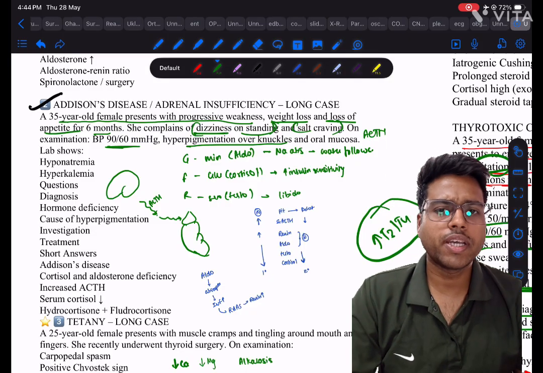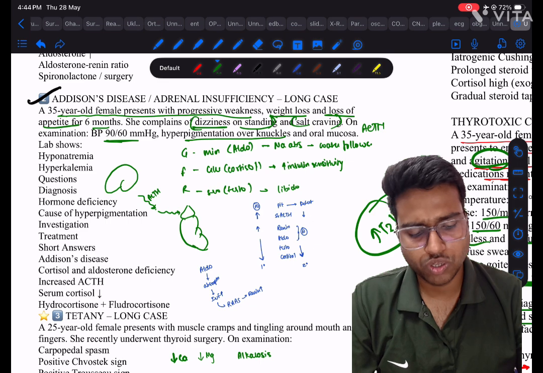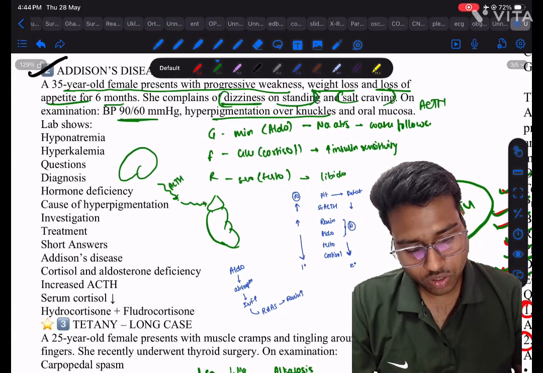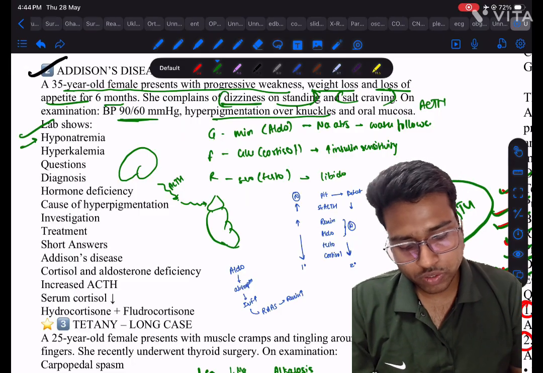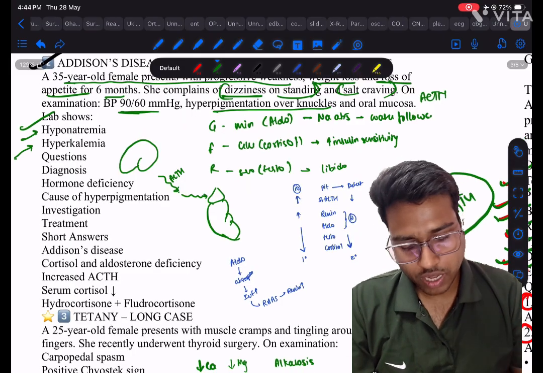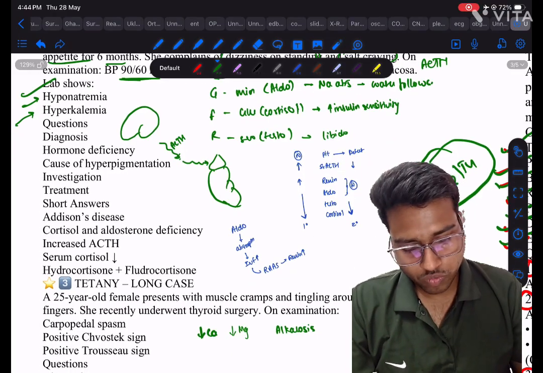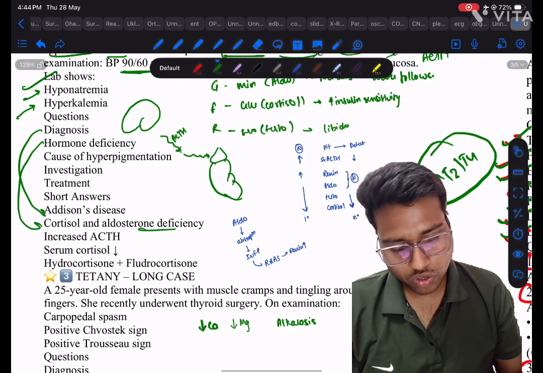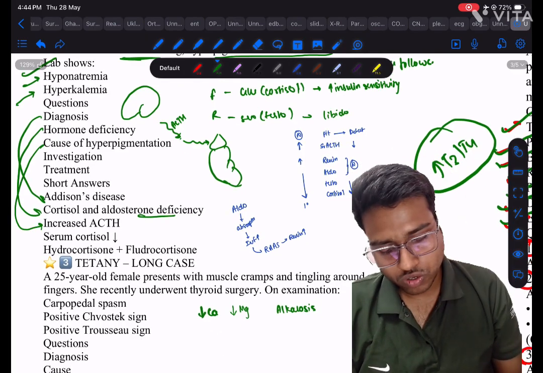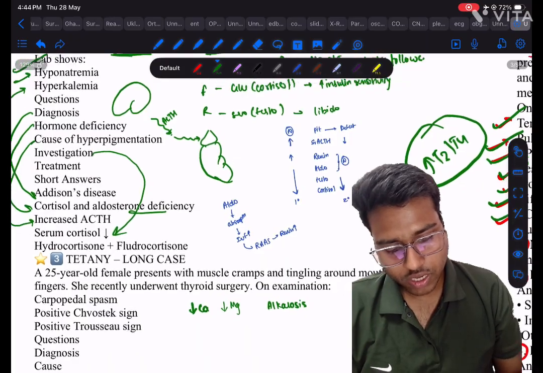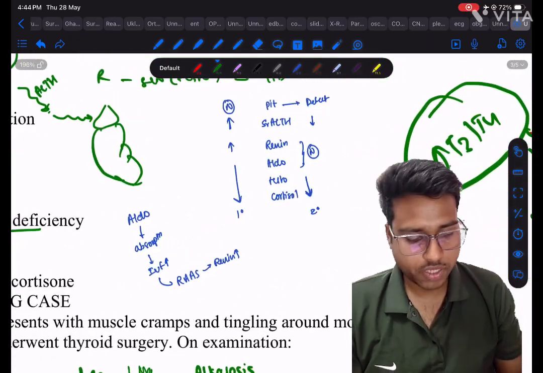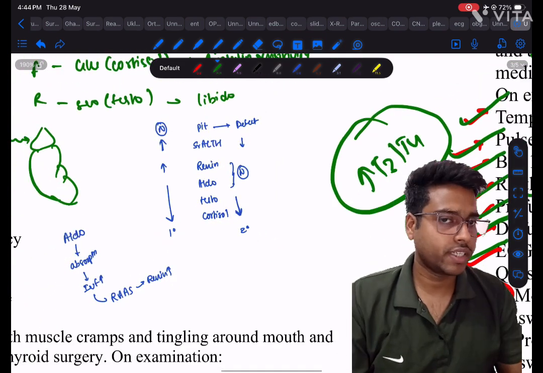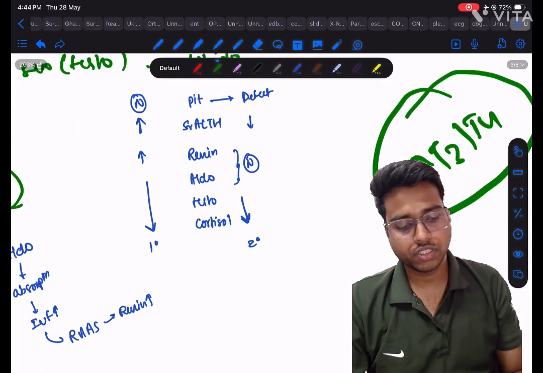So every symptom should match the clinical picture, and we have to treat the patient also. You should know the pathology of why this is happening. So then only you can diagnose the patient. Okay. So here, लैब डायग्नोस क्या देखेगा मुझे? हाइपोनेट्रिमिया मिलेगा, डिक्रीज सोडियम, हाइपरकलेमिया. सो व्हाट विल बी द डायग्नोसिस ओवर हियर? एडिसन डिजीज. हार्मोन कौन सी कम है यहाँ पे? कॉर्टिसोल एंड अल्डोस्टेरोन डिफिशियंसी. ओके, एंड कॉज ऑफ द हाइपरपिगमेंटेशन बिकॉज ऑफ इंक्रीज़्ड ACTH रिलीज, एंड इन्वेस्टिगेशन में मुझे कॉर्टिसोल कम मिल जाएगा.